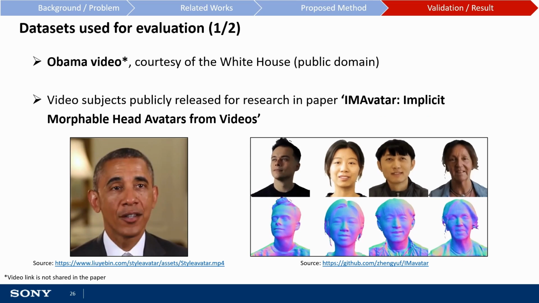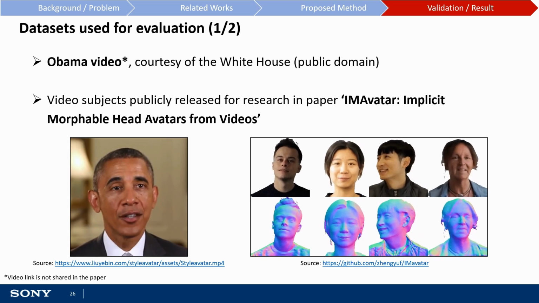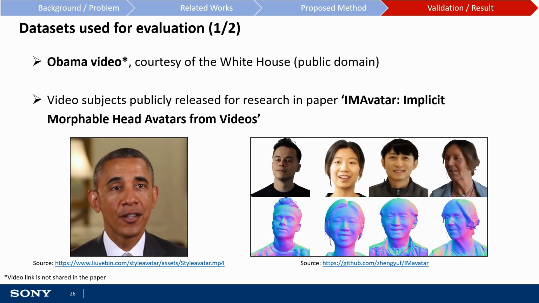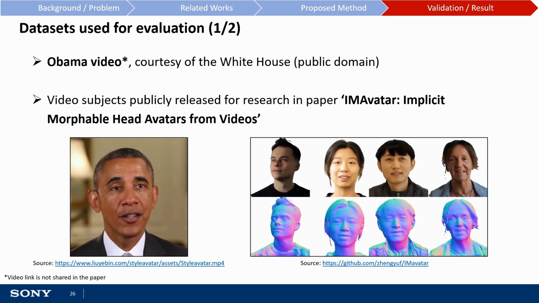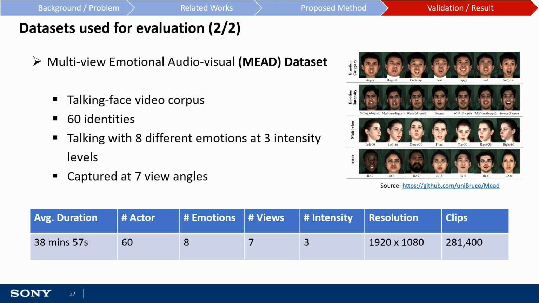Okay, so the videos used in the paper include an Obama video from the White House public domain and a video sequence provided by a 3D avatar reconstruction paper titled I M Avatar. They have also used videos from a dataset called MEAD, or Multi-View Emotional Audio-Visual Dataset, which is basically a talking face video corpus containing around 60 identities. The subjects talk with 8 different emotions at 3 intensity levels, and it contains around 7 view angles. There are a total of 281K clips of 1080p resolution each.